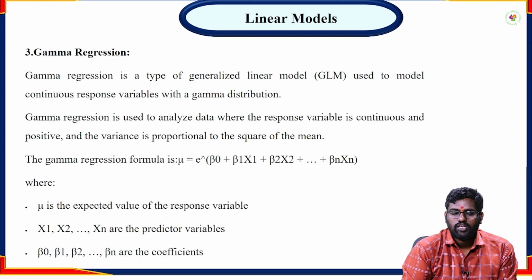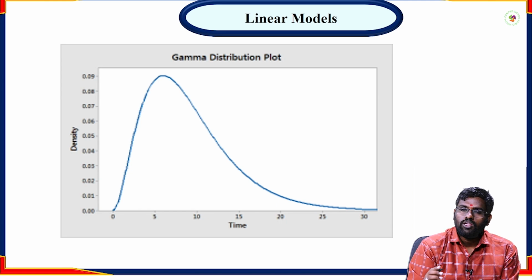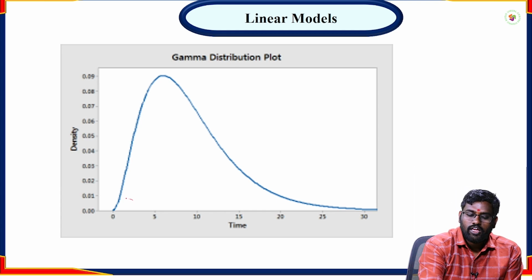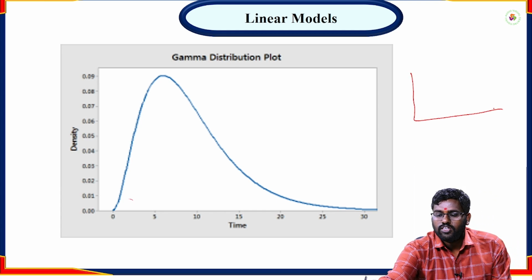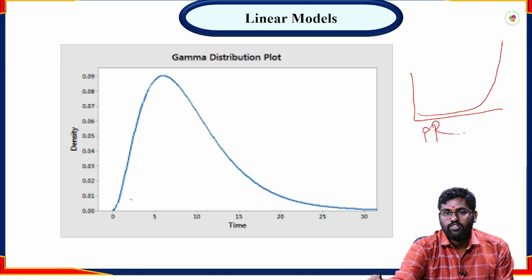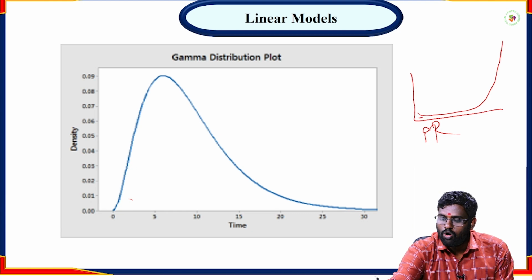So the difference between gamma regression and Poisson regression, I will show you with the graph. In Poisson regression, the curve will be starting and increasing like this. This is Poisson regression. The condition will be the same. In Poisson regression, the curve starts from the origin and increases continuously.